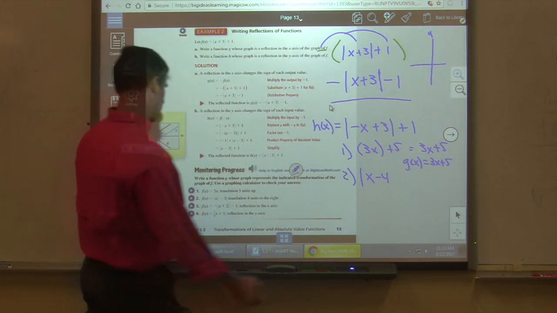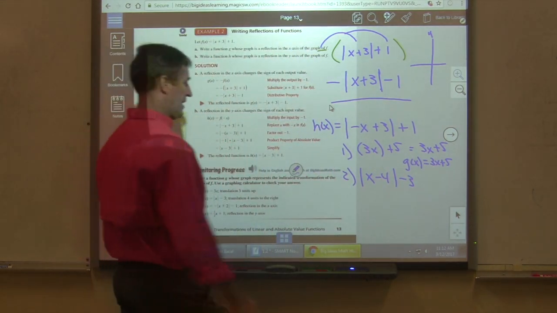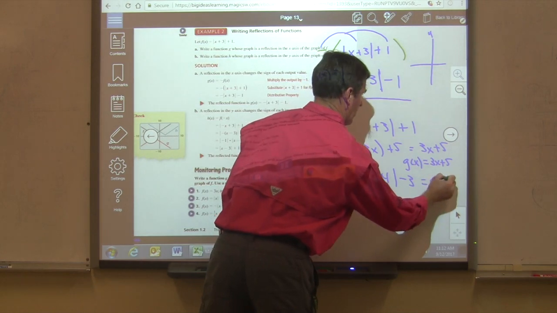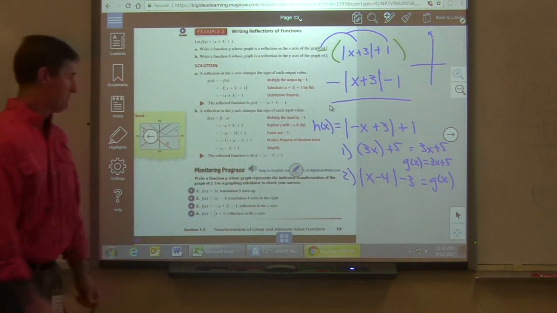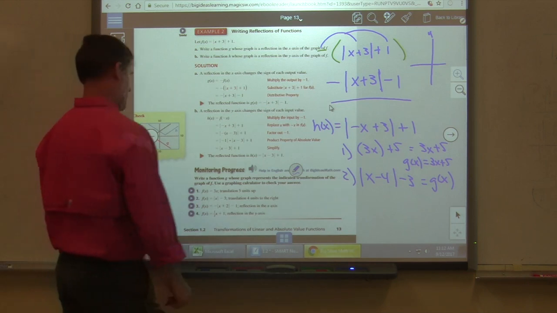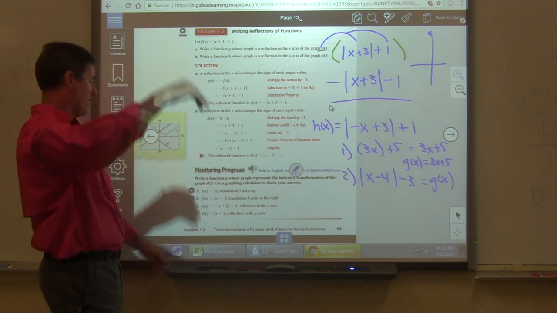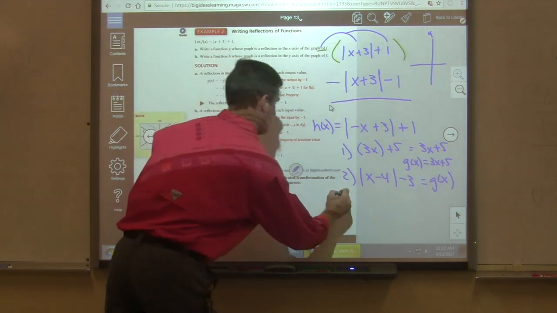And then absolute value, minus 3, and we can't simplify that any further right now, so that would be our g of x. Then on number 3, we're going to reflect it in the x-axis. The x-axis is vertical, so it affects the whole thing.